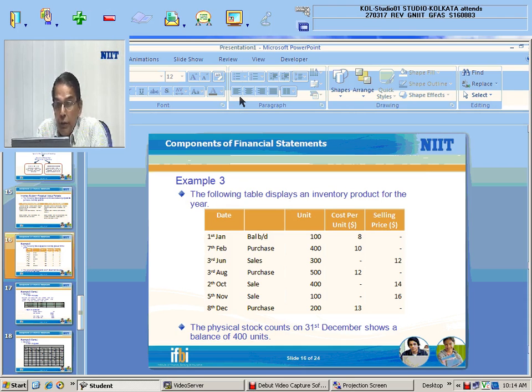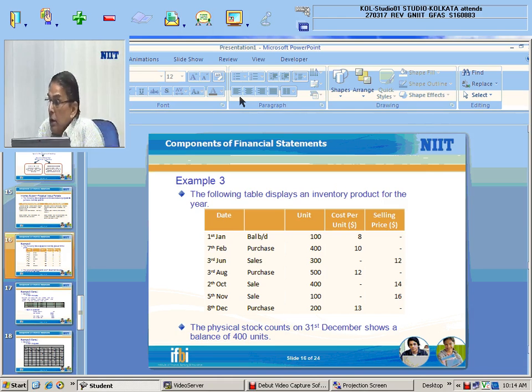How many were sold? 300 units on 3rd of June, 400 units on 2nd of October and 100 units on 5th of November. So total units sold is 300 plus 400 plus 100, so 800 units. So 1200 minus 800 is 400 units. That should be the closing number of units of the inventory. Is that clear? Now what is the value of this inventory?